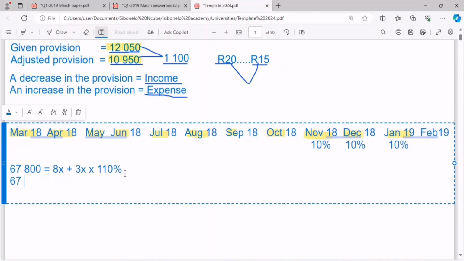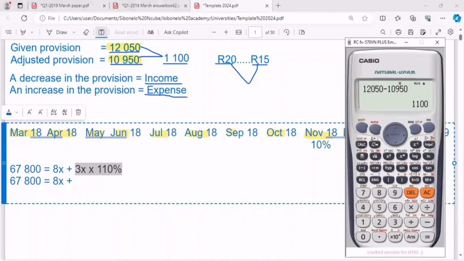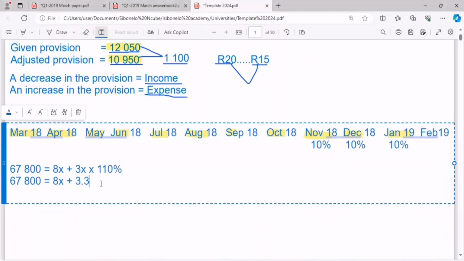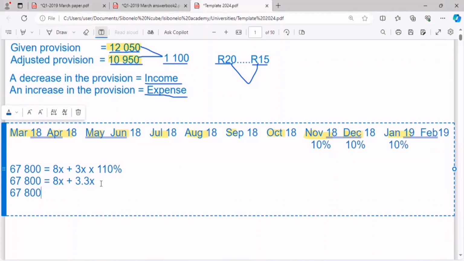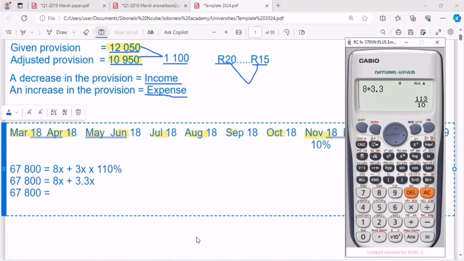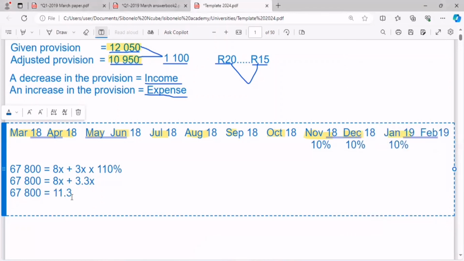So now let's just solve for x. It's not complicated, guys. So 67,800 equals 8x plus. So now we're gonna punch this part on the calculator. So 3 times 110%. So we write this as a decimal. So I'm getting 3,3. So we have 3,3x. So we are adding the like terms now. 8 plus 3,3, that is 11,3. So it's 11,3x.